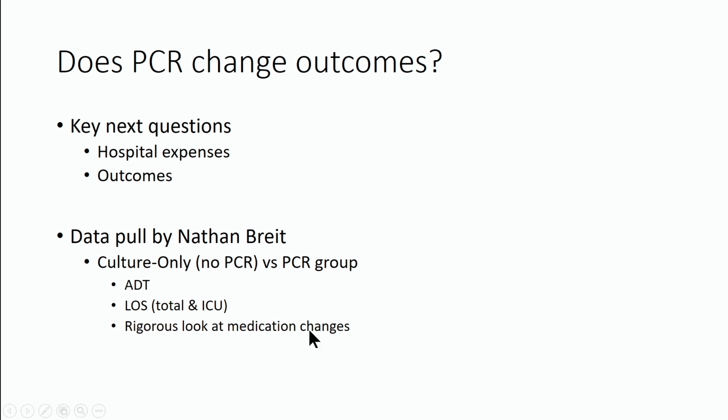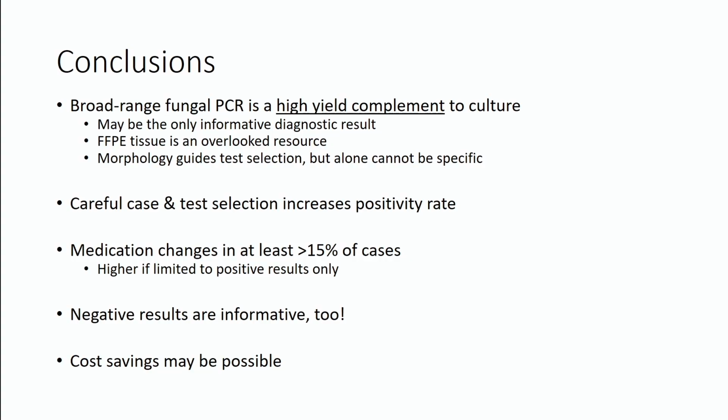And the goal is to compare our 255 patients who only receive culture to those who only receive PCR. And one can imagine also doing this for just crude aggregate hospital costs to try and see if this single variable makes a difference. So I want to wrap up this part of the talk by really emphasizing that I think broad-range fungal PCR does not replace culture, but is a really important high-yield component, particularly for high-risk patients.